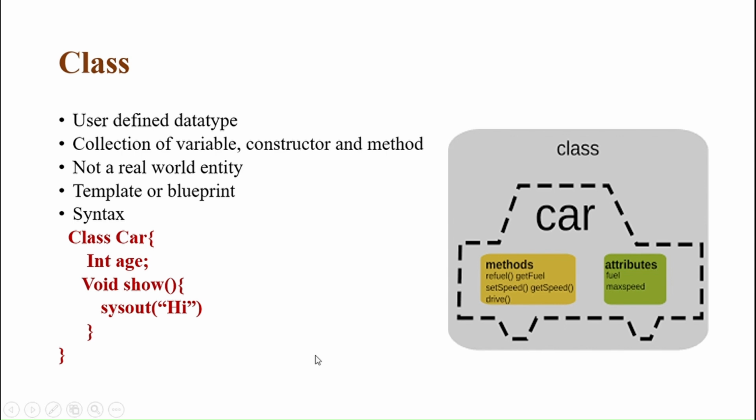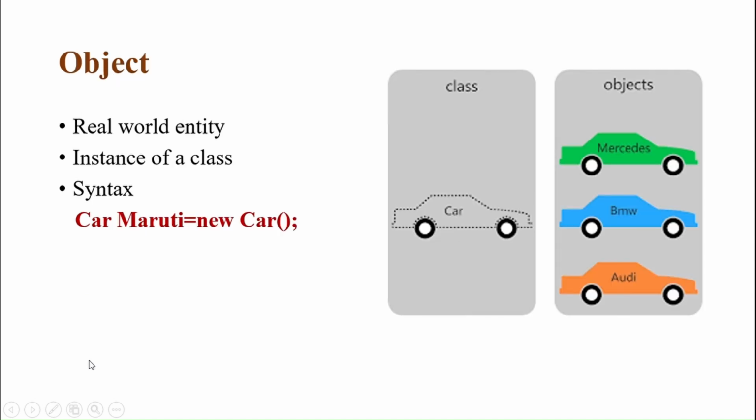Here is the syntax for a class. We define a class with the class keyword. Here, c is small, and the name of the class starts with a capital letter. Here we define an integer age and also define one method. Here is the syntax for our class. Now we will learn about object.